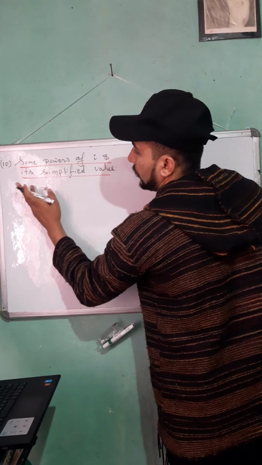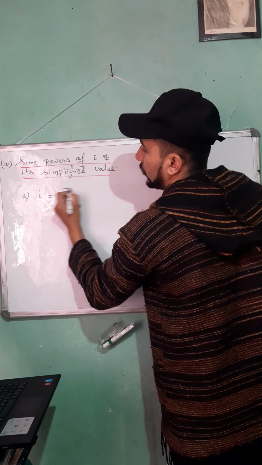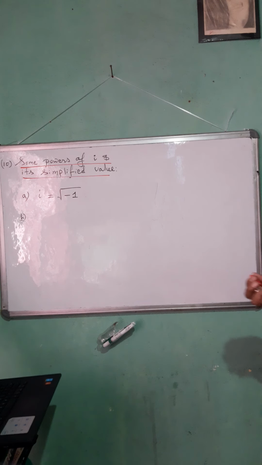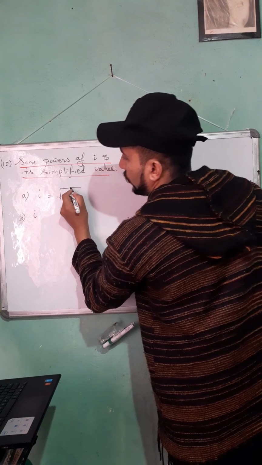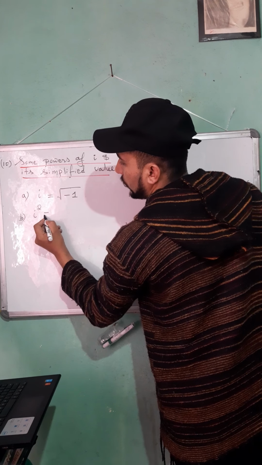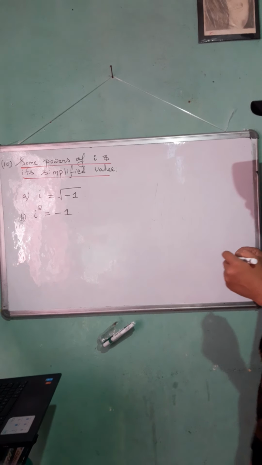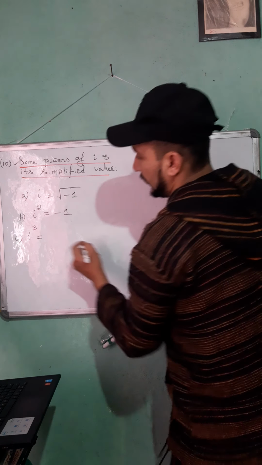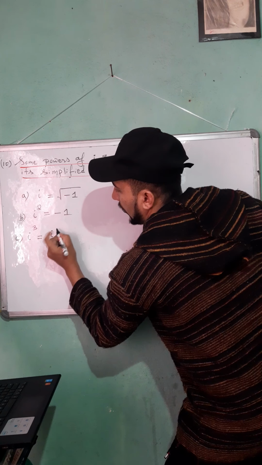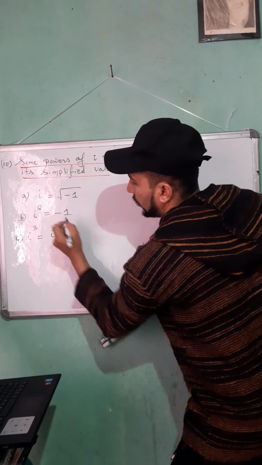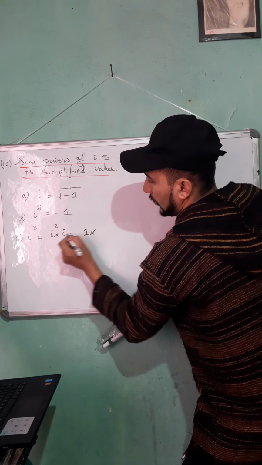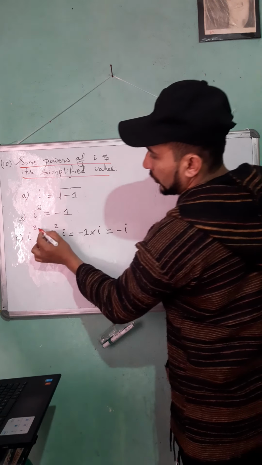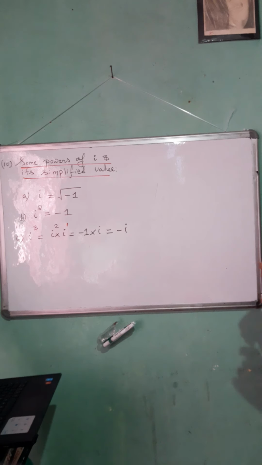Number B, i square. i is equal to root under minus 1. I have already given this to you. So when this root goes to the left hand side, it becomes i square equals minus 1. i square is minus 1. Number C, i cube. What will be the value of i cube? You have to split i cube into i square into i. i square is minus 1, into i, minus i. Value of i cube is minus i. So 3 you can split as 2 plus 1.